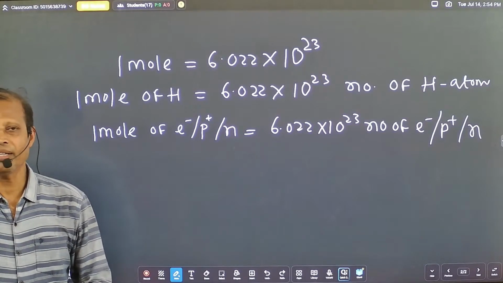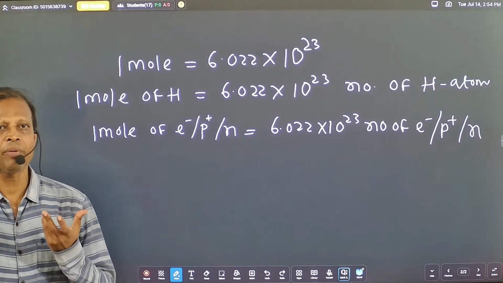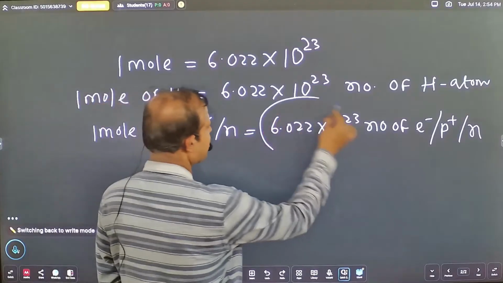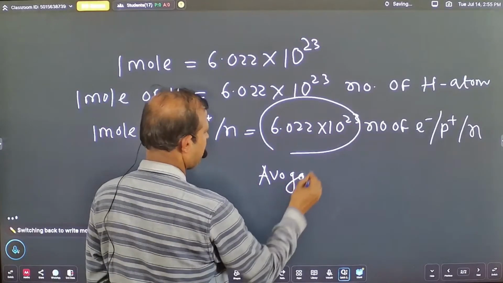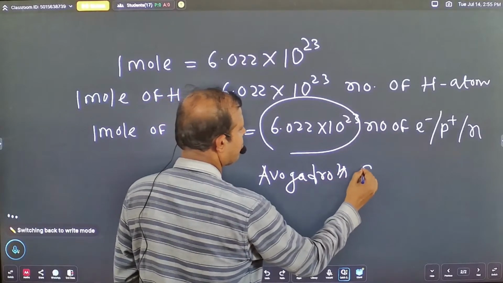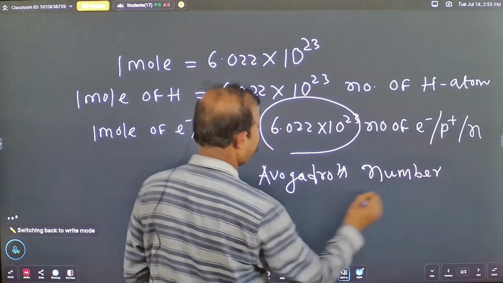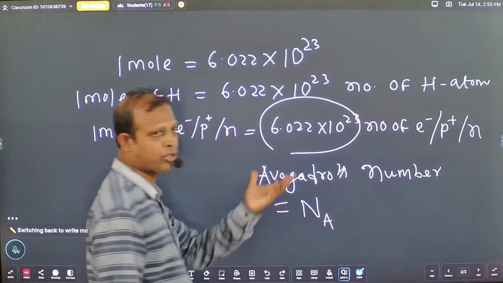Right? It's understood. So how many of you have understood? 1 mole means this number, which is called Avogadro's number. What is this number called? Avogadro's number, or that is written as NA. Capital NA stands for Avogadro's number.